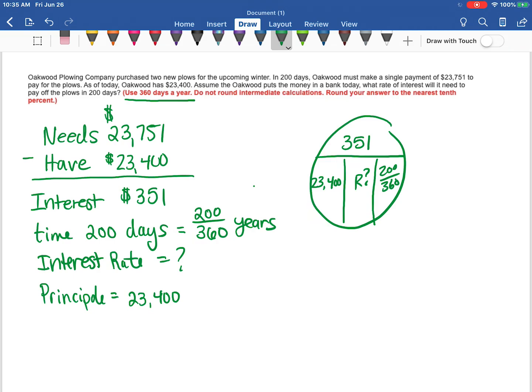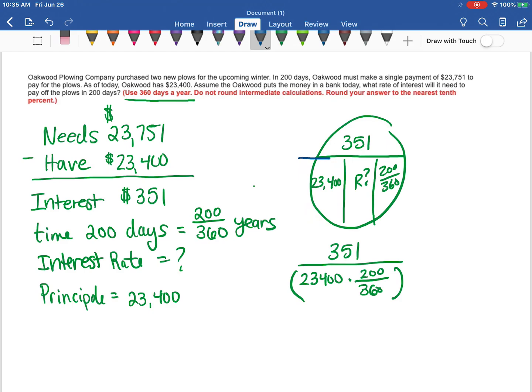So on the calculator, I'm going to do 351 divided by 23,400 times 200 over 360. Now I want to make sure I put parentheses around the denominator so that the calculator knows all of that is in the denominator. Otherwise, it's going to do 351 divided by 23,400 only. It's going to think only 23,400 is in the denominator and then take that answer and multiply by 200 over 360. By putting the parentheses in the denominator, we're telling the calculator that 200 over 360 is also in the denominator.